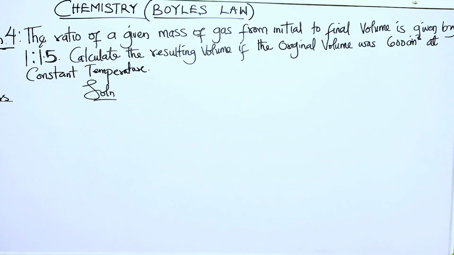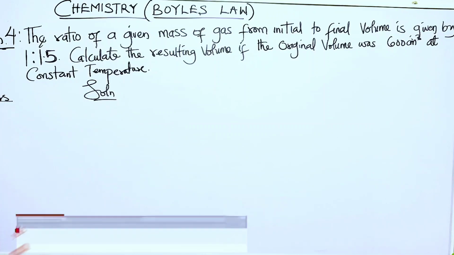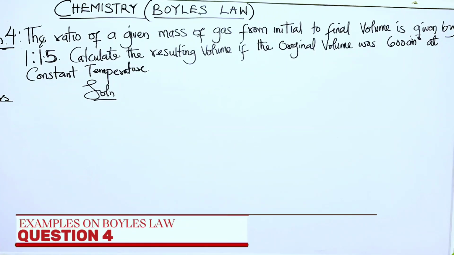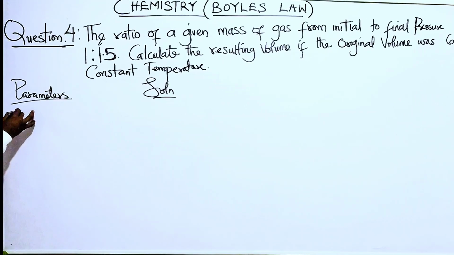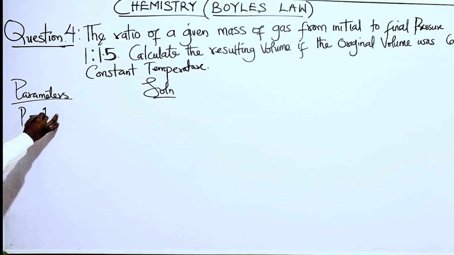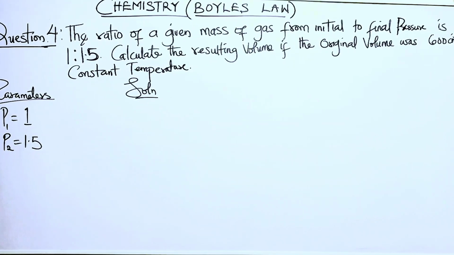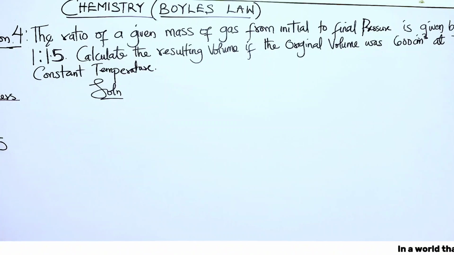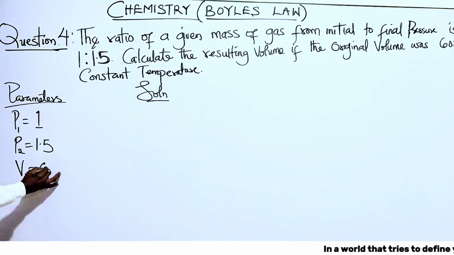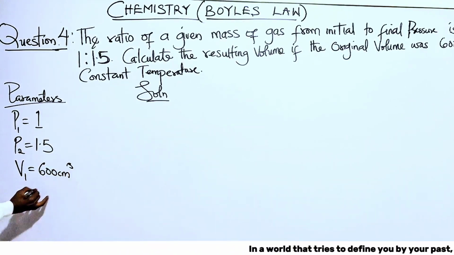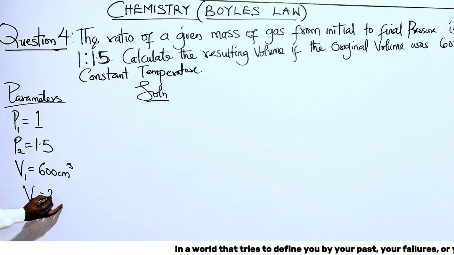Alright guys, so let's look at the question. It said the ratio of a given mass of gas from initial to final pressure was given by 1 to 1.5. So initial pressure P1 is 1 and P2 is 1.5. Initial to final. Calculate the resulting volume if the original volume, V1, is given as 600 cm cube. What then is V2? That's what they are saying.